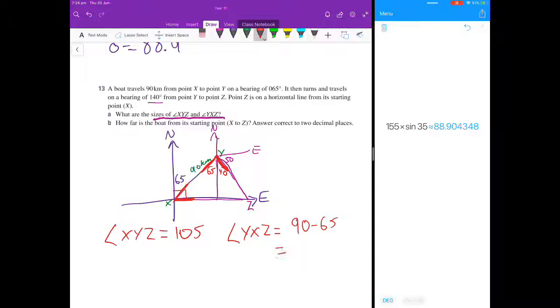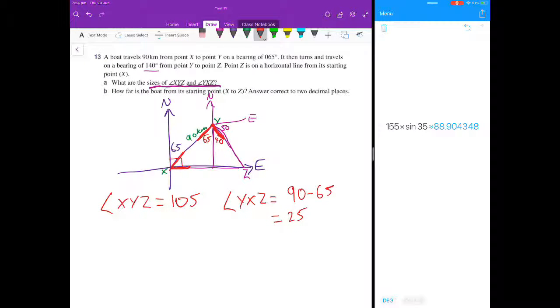Angle YXZ is, of course, our 90 degrees minus 65 because we had that 90 degree angle between north and east. I think it's the other side, 25 degrees in that little bounce there. How far is the boat from X now that it's sitting at Z? We've got some angles, we've got a side. Guess what we can do? Yeah, that's right, we can use the sine rule.